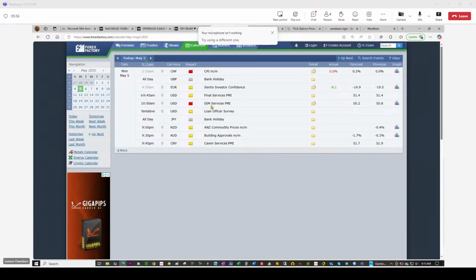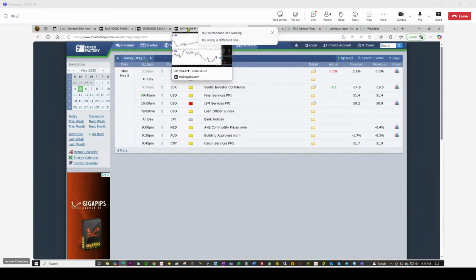So we do have red news at 10 a.m. this morning. ISM services PMI. Yes, red news. Interesting. So we have to be careful about that just in case. Don't know if it's going to have any effect, but we'll find out.